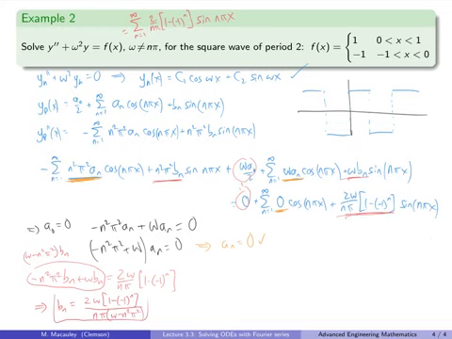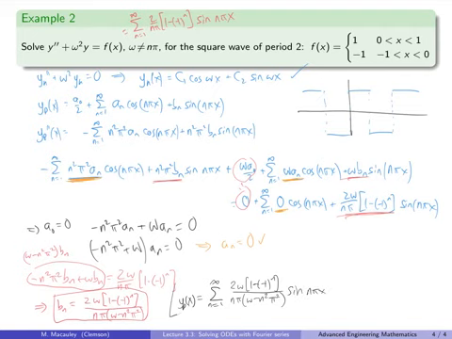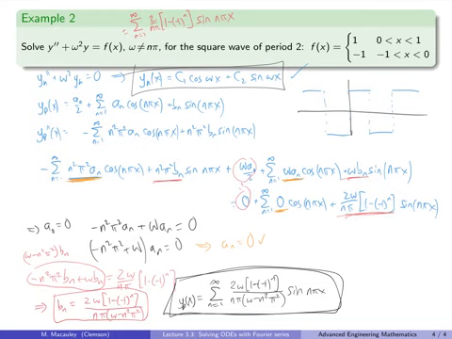And that is it. So our final answer is that yp of x is the sum from n equals 1 to infinity of 2 omega times 1 minus negative 1 to the n over n pi times omega minus n squared pi squared, times sine of n pi x. So this is a particular solution, and this is the homogeneous solution. So our general solution is y of x equals yh of x plus yp of x.